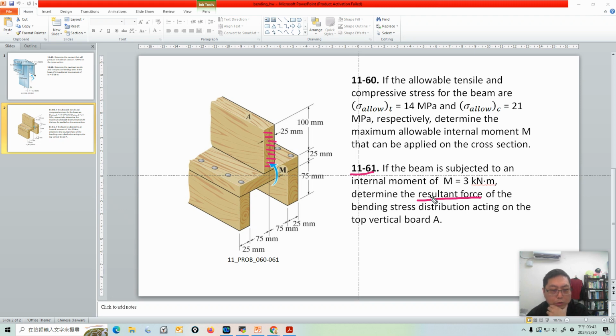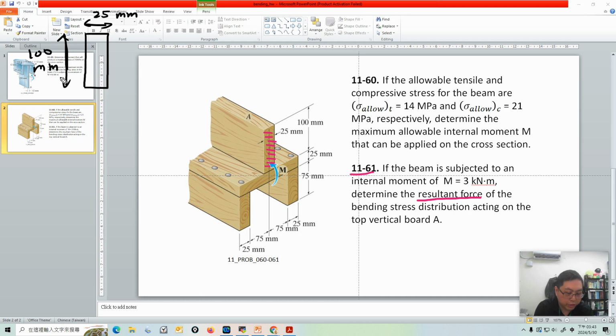How to calculate the resultant force? You might think it very strange. So let's draw the schematic picture. He says this is 25 millimeter, and this is 100 millimeter.